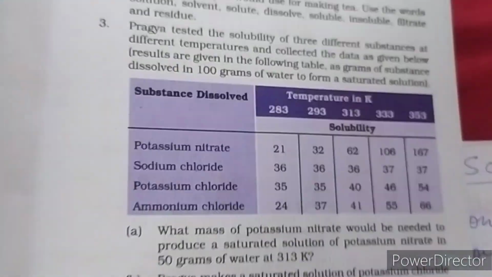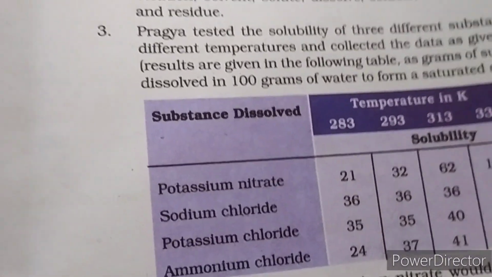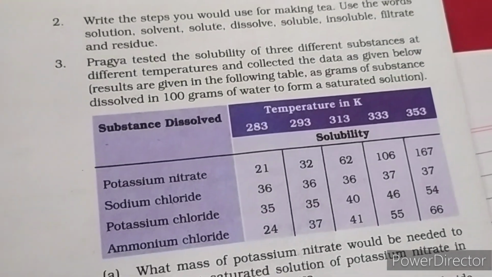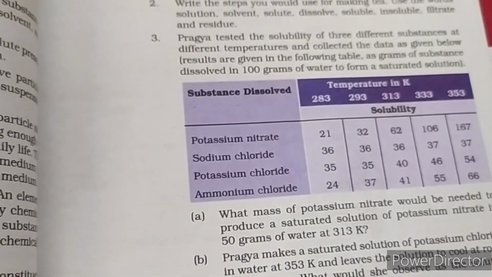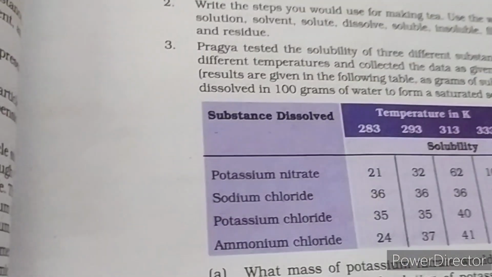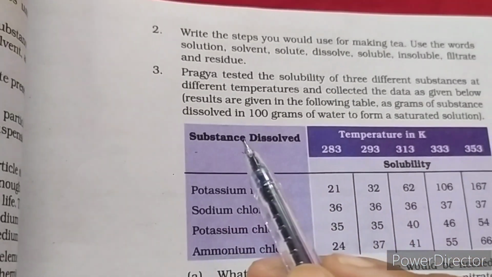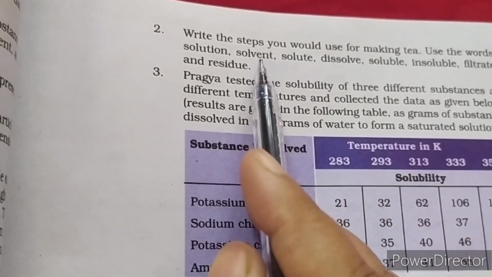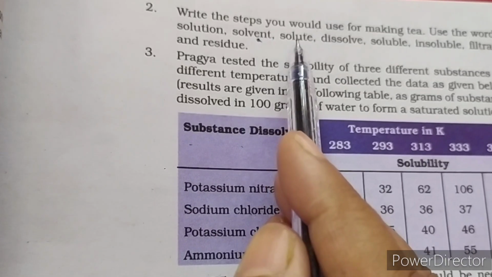Next question is, write the steps you would use to make tea. Use the words solution, solvent, solute, dissolve, soluble, insoluble, filtrate and residue. I am just repeating the steps, and you can listen and write it in your own words. All of you know how to make tea. Number first step is, take some water, or you can write take some solvent in a pan and heat it. Then add some sugar, that is solute.